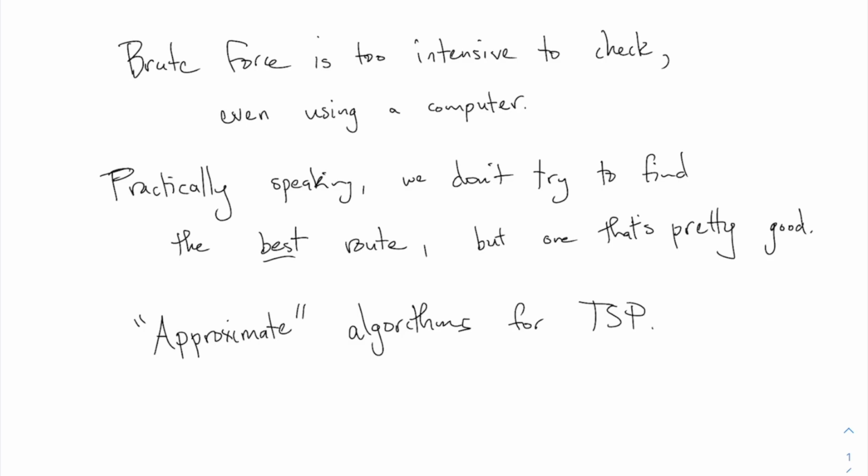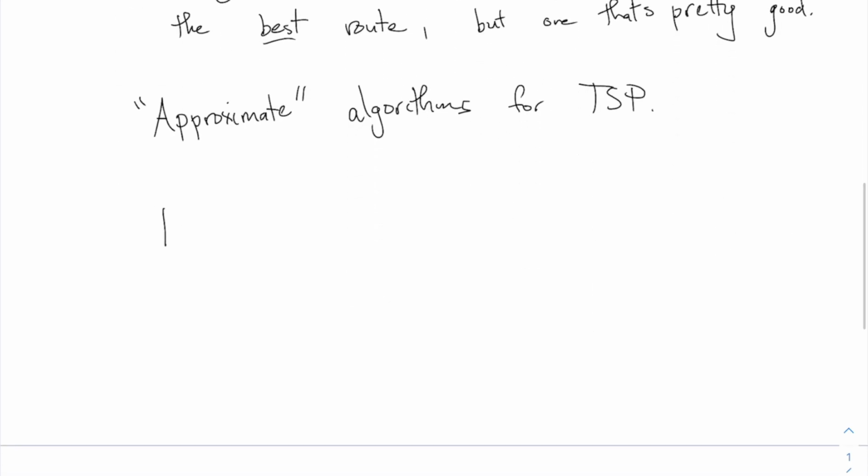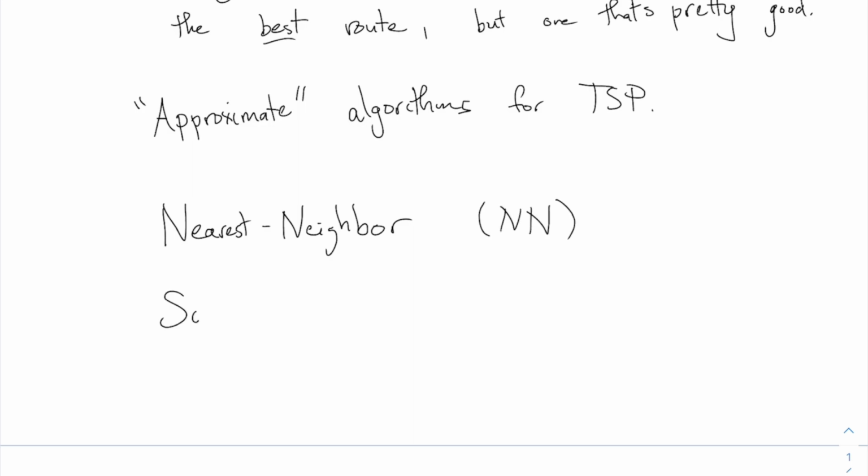There are many that people use in the real world to do this. Today we are going to talk about two simple ones. They are called the nearest neighbor algorithm, nearest neighbor, which I will write as NN. And the second one is called the sorted edges procedure. So those are the two methods that we're going to talk about.